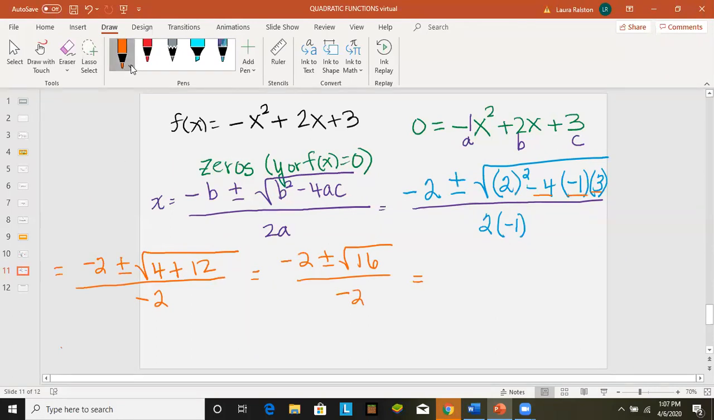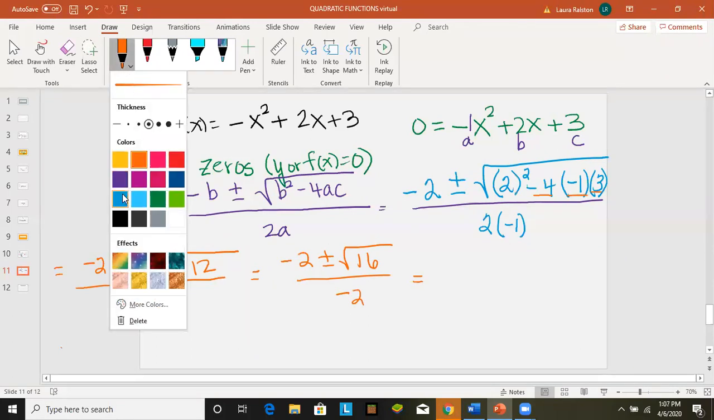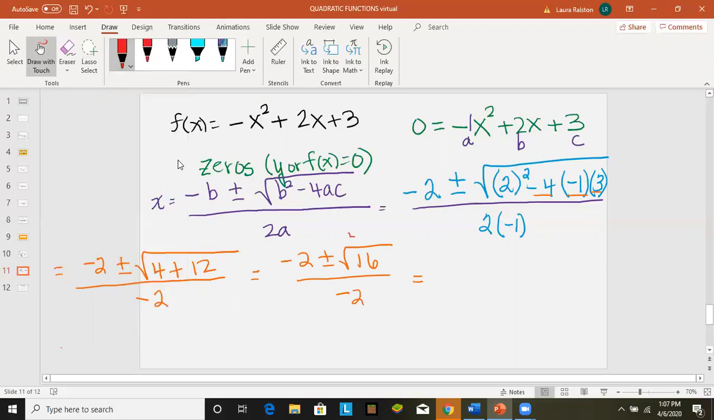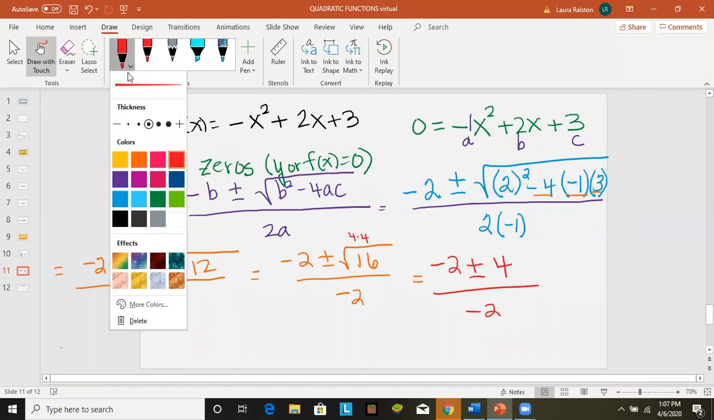I have a radical, so I need to simplify the radical. 16 is 4 times 4. So I have -2 plus or minus 4 all divided by -2. Now, that is 2 answers there, guys, so be careful. Okay, so let's see what the 2 answers are. I'm not quite finished yet.